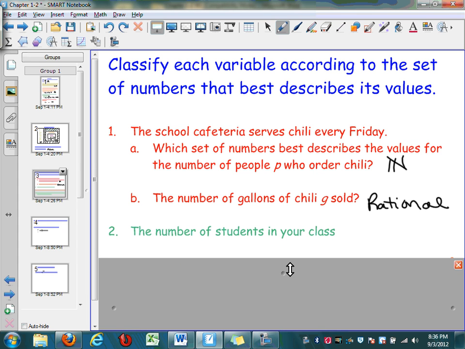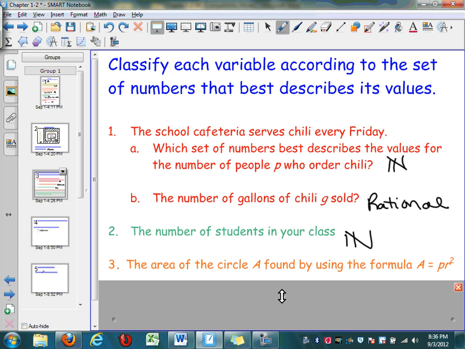The next one is the number of students in your class. Well, this would be very similar to which example that I just talked about. If you said example A, meaning the chili example with the number of people serving, you're absolutely right, meaning you can't count half of a person. I can't have 2.5 kids. I either have a kid or I don't have a kid. So with that said, the number of students in your class is going to be a natural number, and again, we're going to have counting 1 all the way up to whatever.